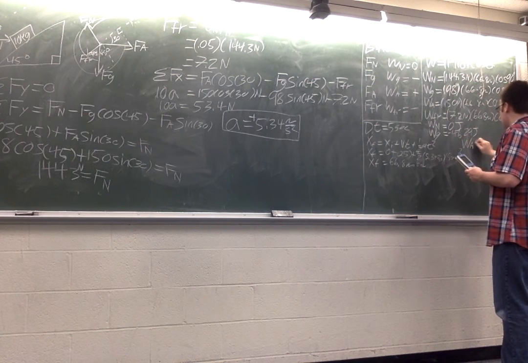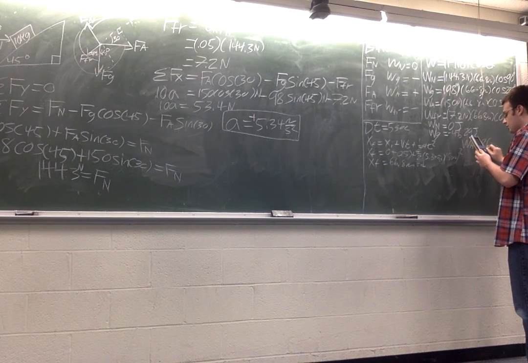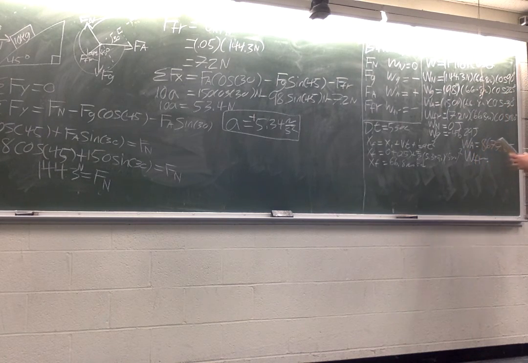Work done by the applied force is equal to 150 times 66.8 times cosine of negative 30. We should get positive 8,677.6 joules. And the work done by the frictional force is going to be 7.2 times 66.8 times cosine of 180. So we should get negative 480. We should call it that.